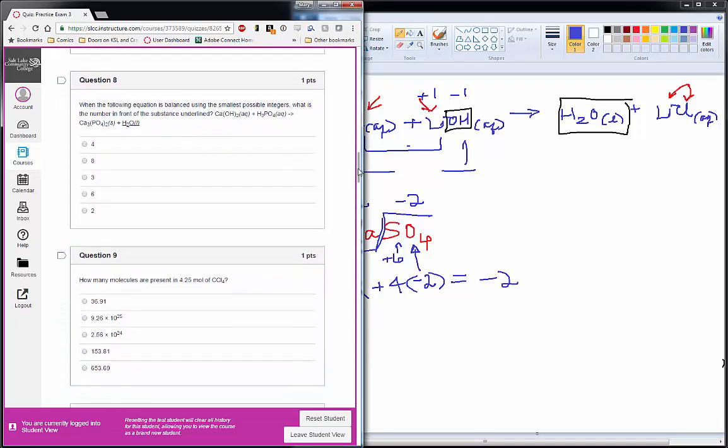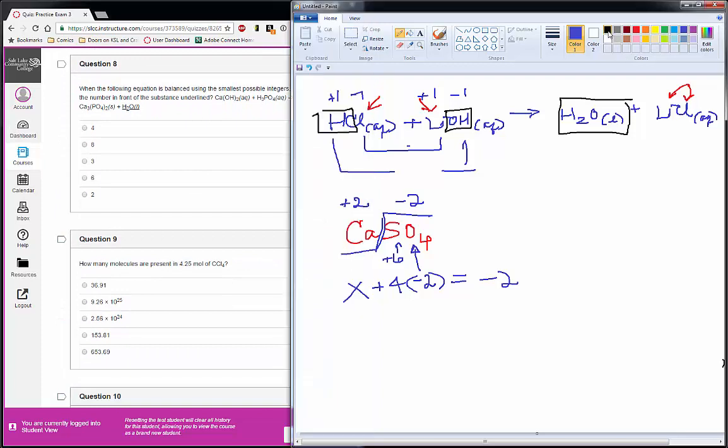Right, on to chapter 6. If I balance this, what is it going to be? Calcium hydroxide plus H3PO4 goes to form calcium phosphate plus H2O. 1 calcium on the left, I've got 3 on the right, so I'm going to need a 3 here to start. I'm not going to balance the oxygen because I have oxygen everywhere. I'm going to wait on that.